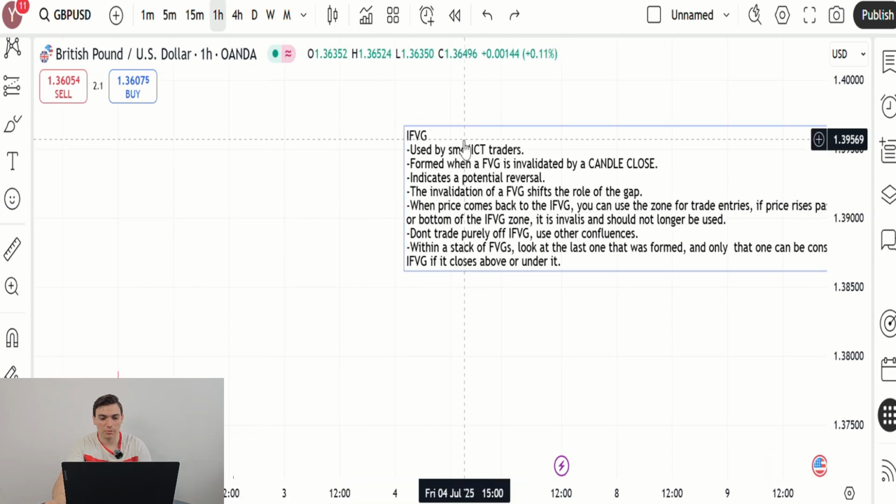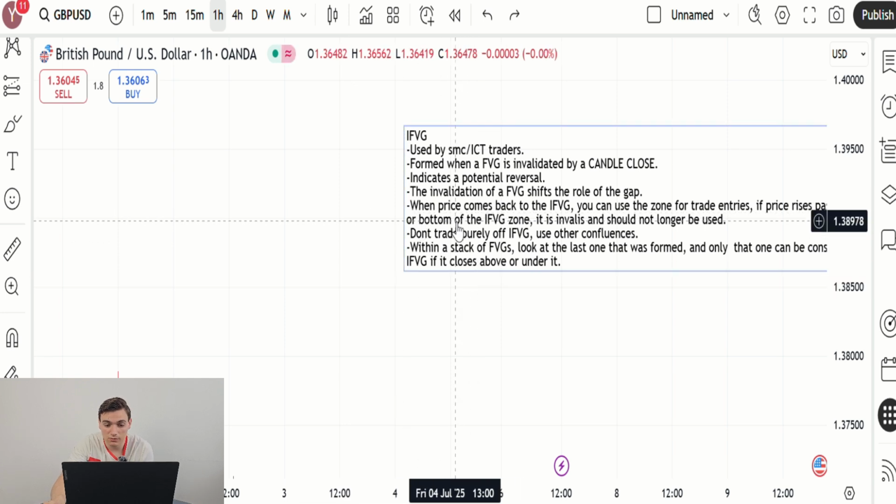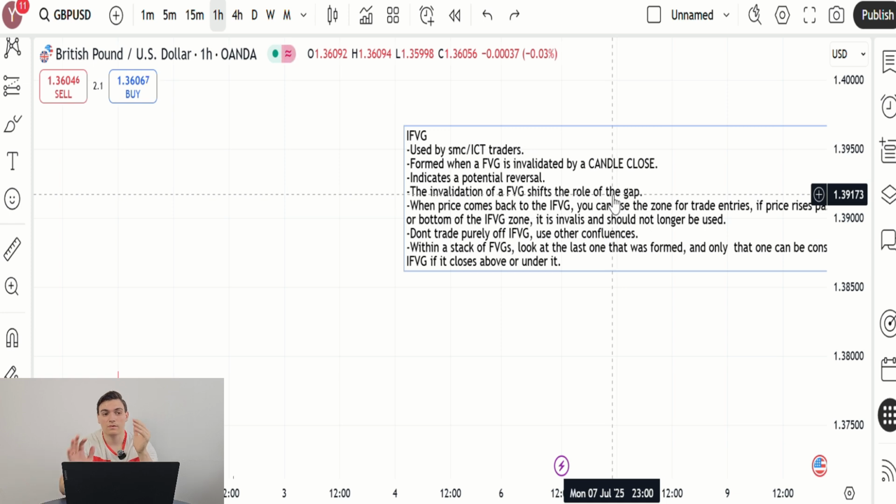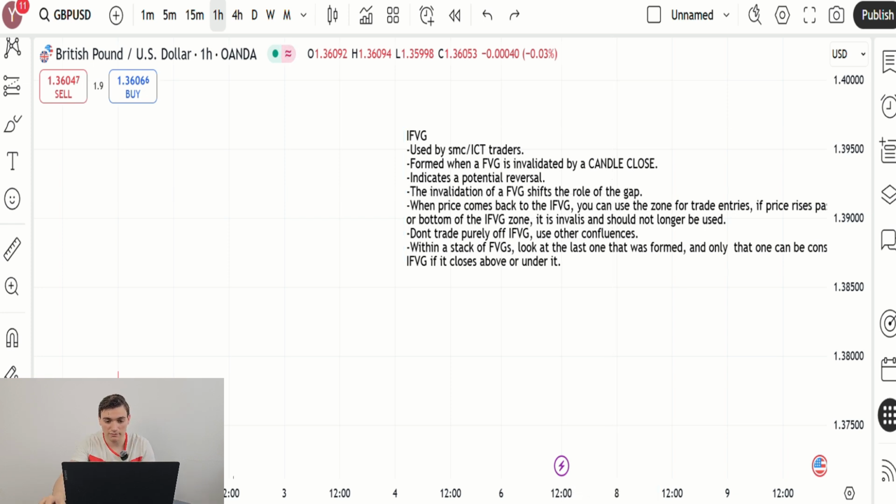So the next thing, an inverse fair value gap might indicate a potential reversal in trend. Not always, but could be a potential reversal. That's really good to know. Also, the invalidation of a fair value gap shifts the role of the gap. What does this mean? If we have a bullish fair value gap and the bullish fair value gap gets invalidated, this will be a bearish inverse fair value gap. And if we have a bearish fair value gap that gets invalidated, it will be a bullish inverse fair value gap. Let me draw this.